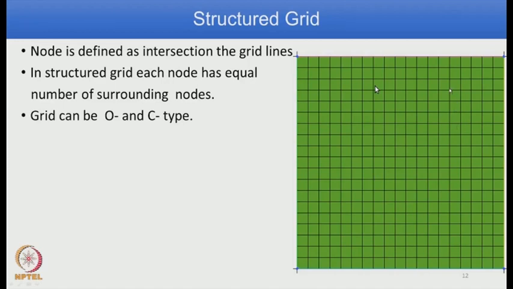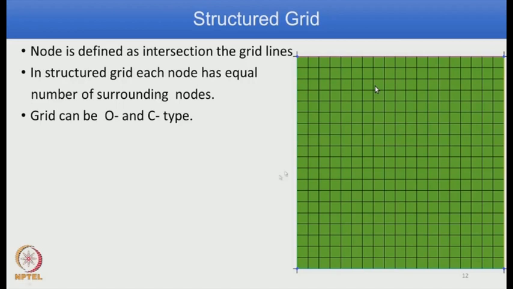For example, if you take a node here, you observe the same number of nodes: 3 nodes on the top, one left, one right, and 3 nodes on the bottom. So, in a structured grid, each node has an equal number of surrounding nodes. There are 2 important points to call it a structured grid. One, a family line does not cross the same line, and one family line crosses another family line only once.